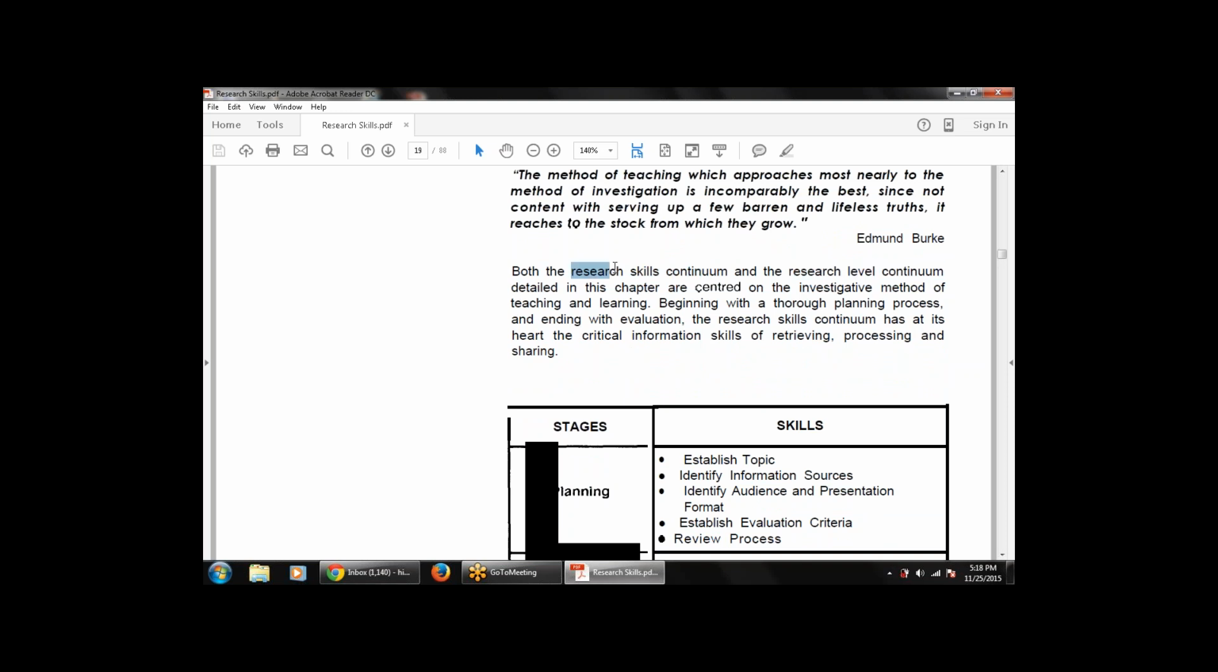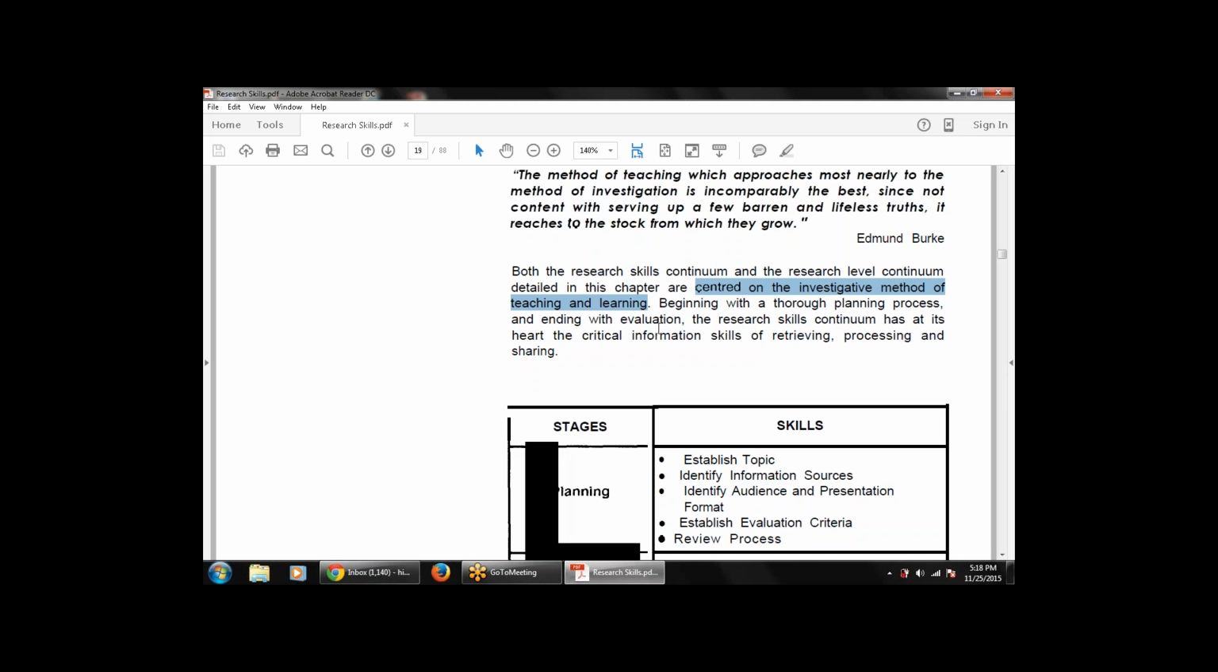So whether that may be a research skills continuum, or a research level continuum, that is detailed in this chapter, is centered on the investigative method of teaching and learning. The main focus is on the method of teaching and learning. That is, what is the main method, what is the main mode, what is the main content that is used for the teaching and learning.